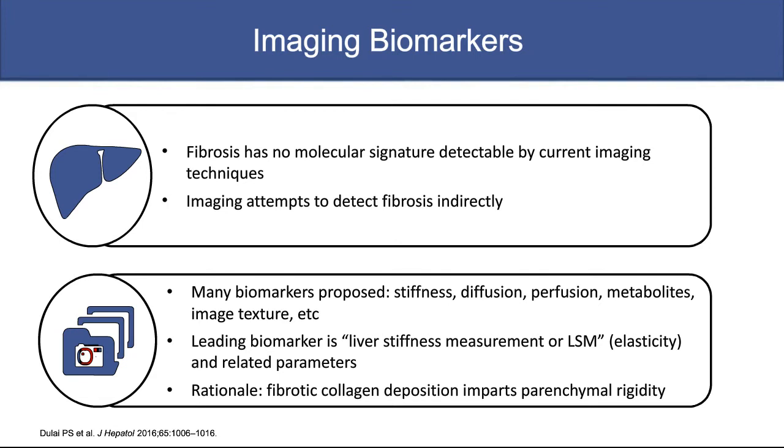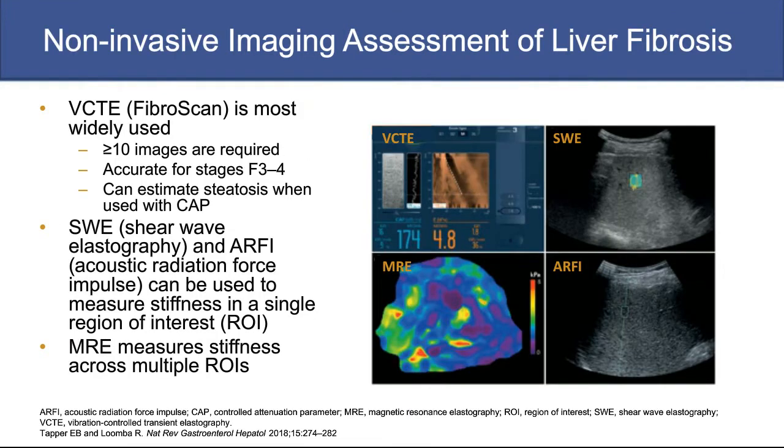There are different technologies used. Vibration-controlled transient elastography, FibroScan, is one of these examples. It's probably the most widely used. There's also shear wave elastography and acoustic radiation force impulse, which is another way of assessing liver stiffness on just a single region of interest. MR elastography is another technology that we will review in just a minute.